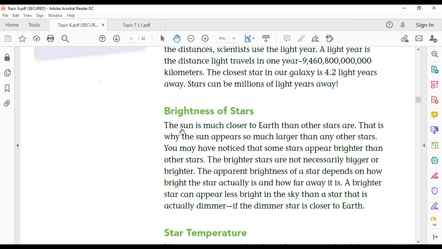So now, as you know, the sun is much closer to Earth than other stars are.